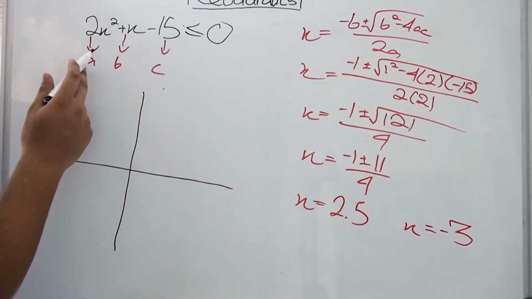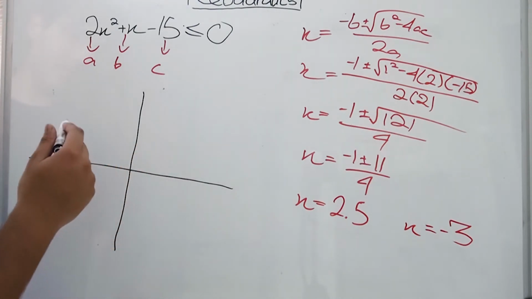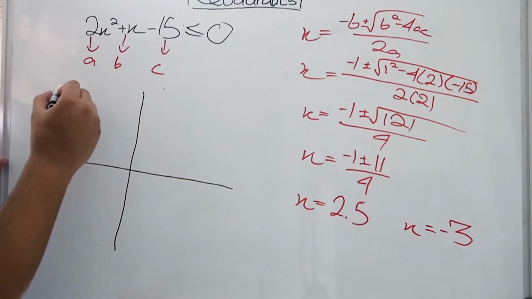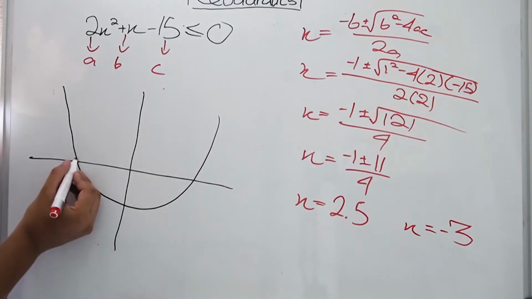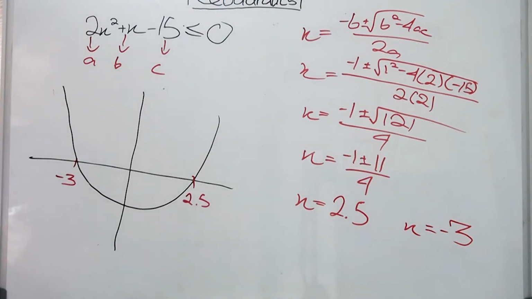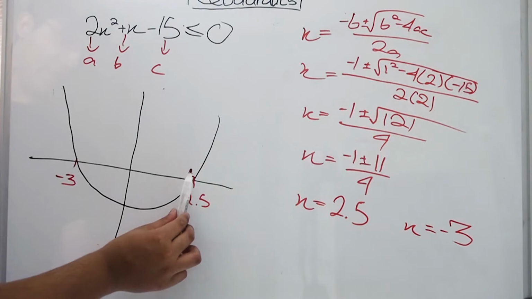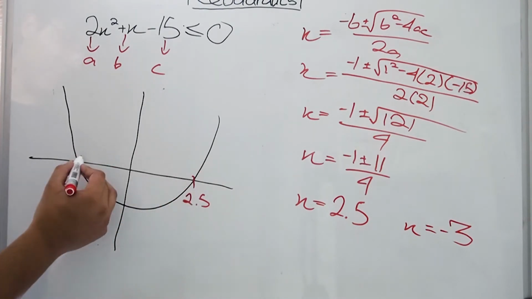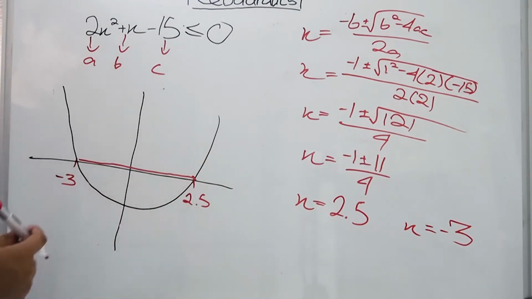A is positive, which means that the graph will have a minimum point. That's how it'll look, and the roots are minus 3 and 2.5. Now they've asked us to find the values of x for which y is negative, and as you can see, the only parts in which y is negative are the area between minus 3 and 2.5. So this area is beneath the x-axis.